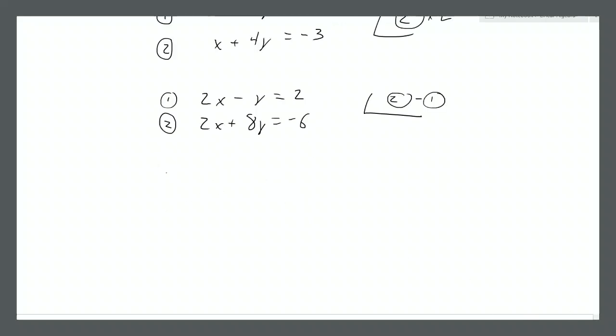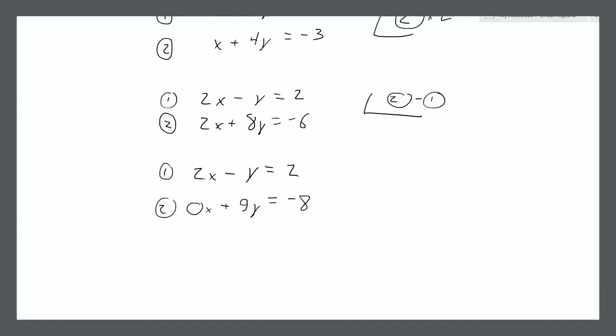So again, our equation 1 stays the same: 2x minus y equals 2. But what's going to happen with our new equation 2? Well, 2x minus 2x is 0, right? So we have 0x. 8y minus negative y is actually going to be 9y, right? So plus 9y. And negative 6 minus 2 is going to be negative 8. So that becomes a negative 8.